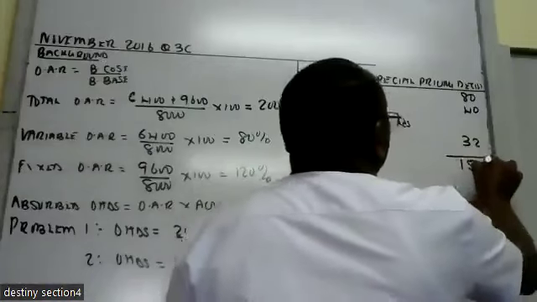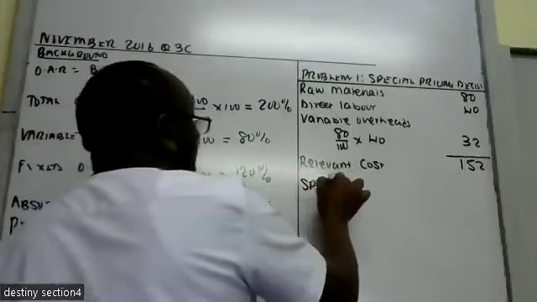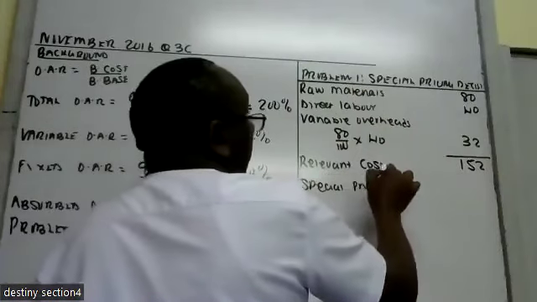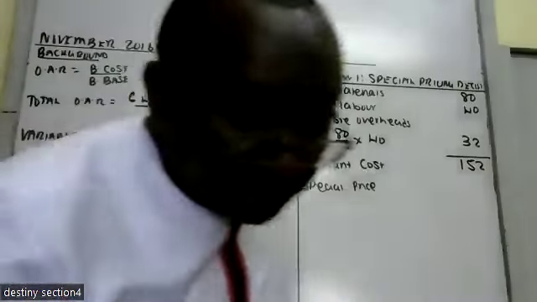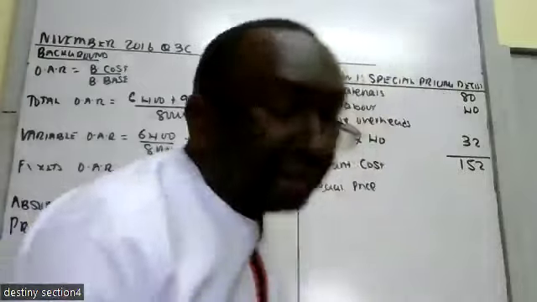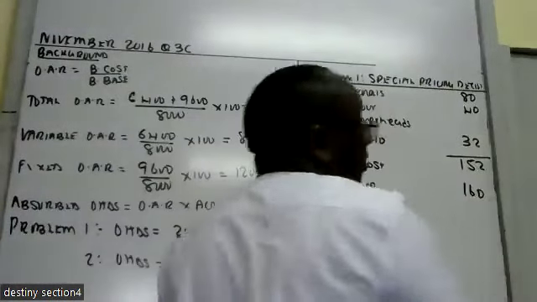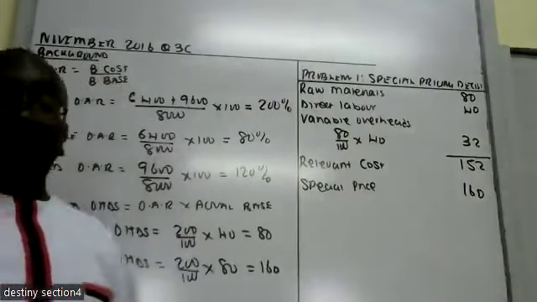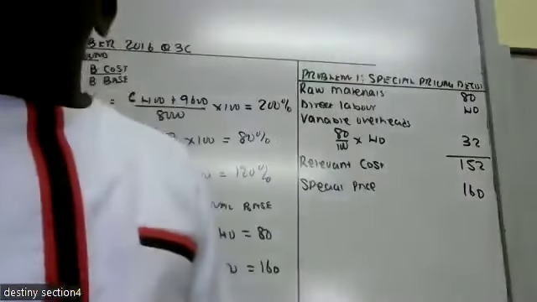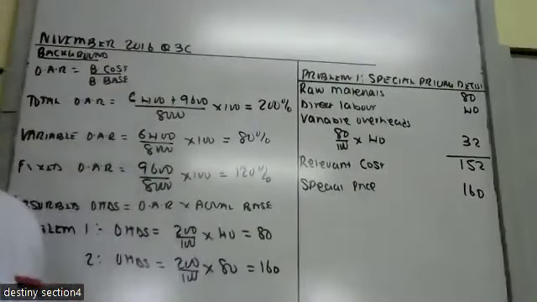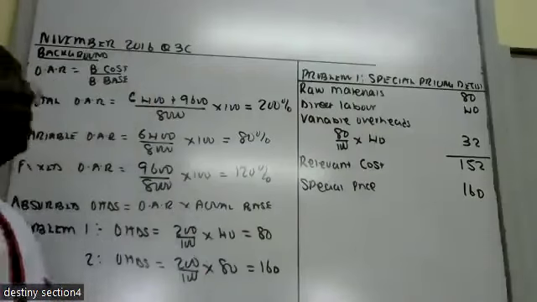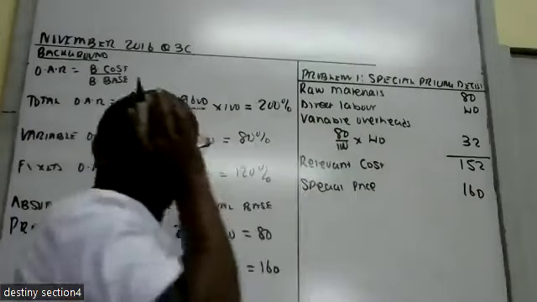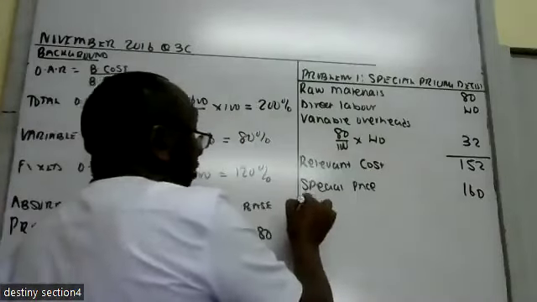$152. Then you compare the special price. These guys are willing to pay how much? 160. Naona wanataka kutulipa 150, but the regular price, bei ya kawaida, ni 220. Sasa you need to compare these two. The example ilikuwa nawapea ya mkate. And then you make a decision.